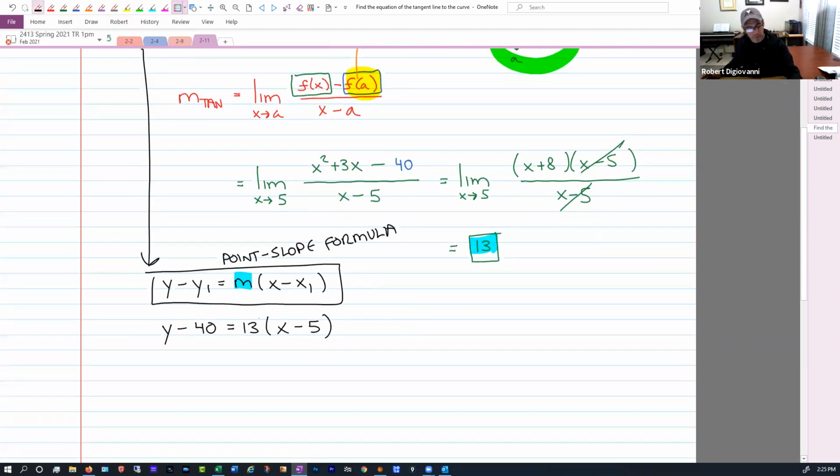Now I'm going to simplify. I'm going to multiply through. So y minus 40 equals 13x minus 65. And then I'll add 40 to both sides. If I add 40, I should get negative 25. There it is.